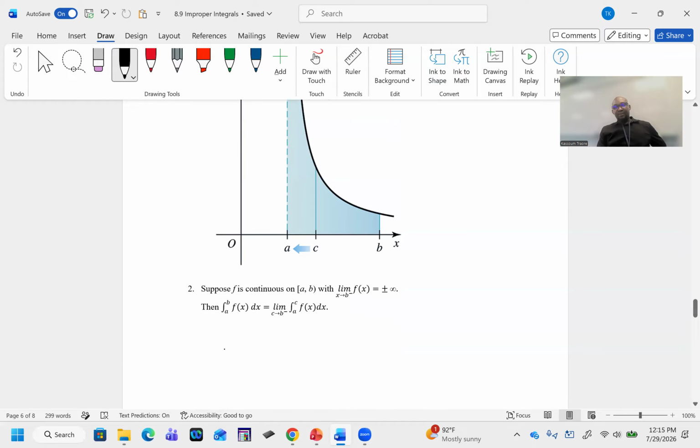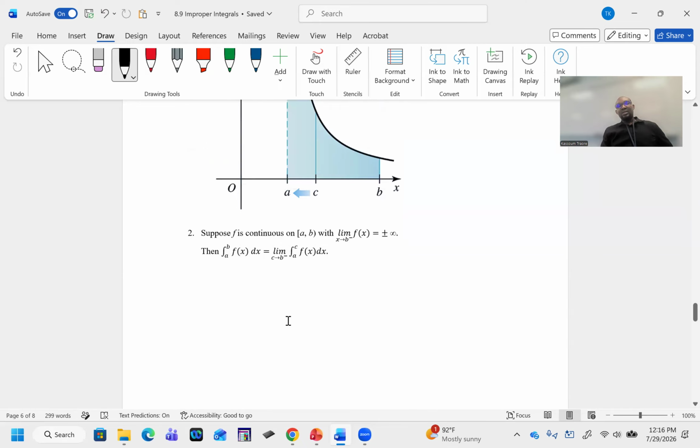And suppose f is continuous on the half-open interval, closed at a and open at b, with the limit of f of x as x approaches b from the left side equal to plus or minus infinity. Then the integral from a to b of f of x dx is equal to the limit as c approaches b from the left of the integral from a to c of f of x dx. Okay.